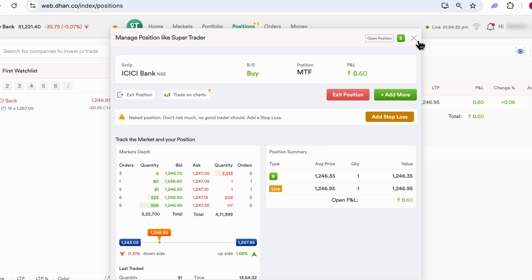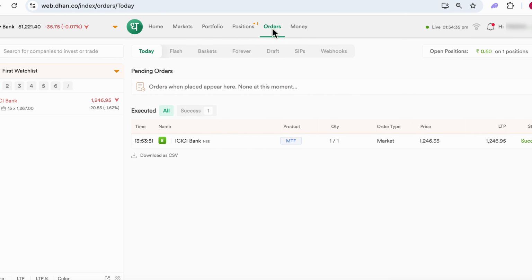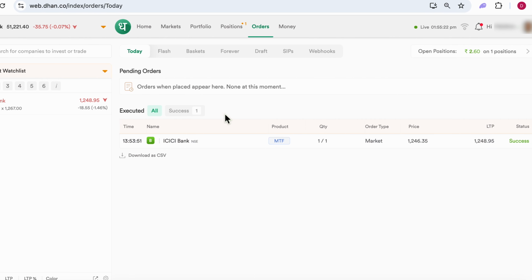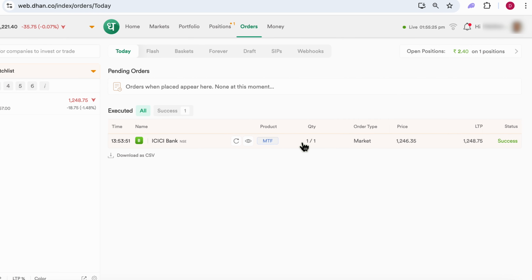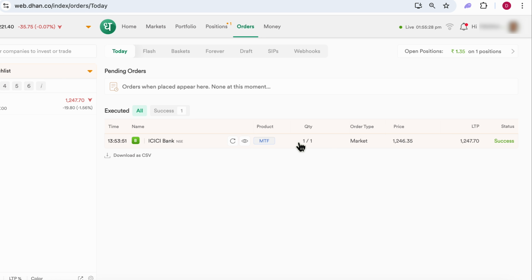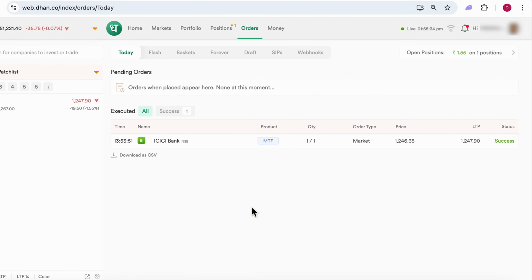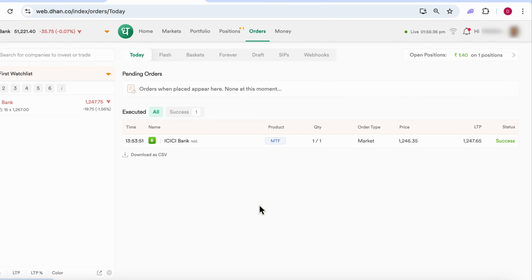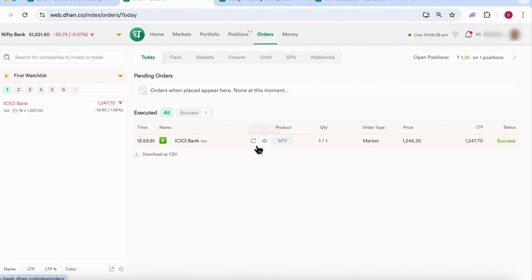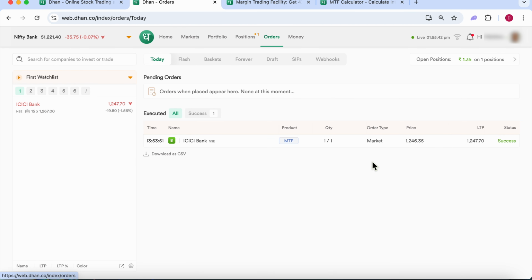Now, one important thing to do once we make an order under MTF: this quantity of ICICI Bank will have to be pledged by us, and this pledge will be on behalf of Dhan. In case the price of this stock starts falling and our margin falls below a certain threshold, so currently roughly we have been given 26% margin over here by Dhan, which means we have paid 26% and the remaining 74% has been paid by Dhan. But if our contribution drops below 20%, Dhan will liquidate this position.